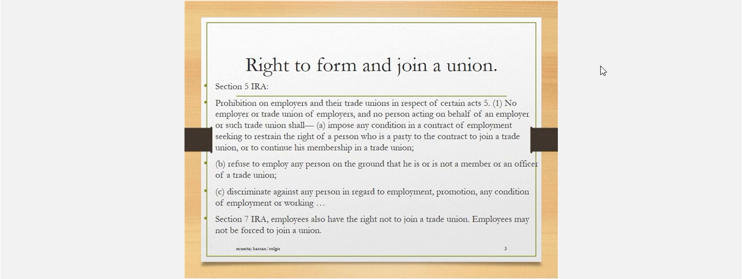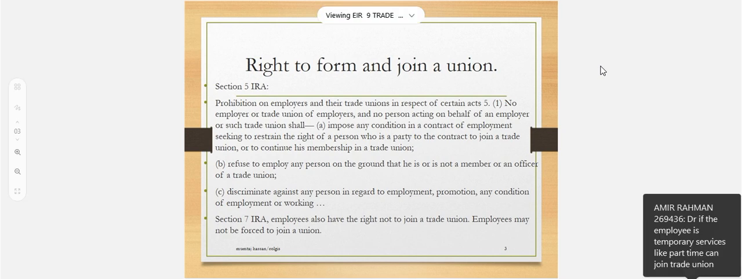So under the Malaysian law, Section 5 give protection to the employee against any act from the employer, prohibiting the employee to employ or to discriminate, or to impose any condition in the employment because he's a member or maybe he's an officer of a trade union. And at the same time, the employee also have the right not to join the trade union. That is under Section 7. So you can see the right to form and join the union.